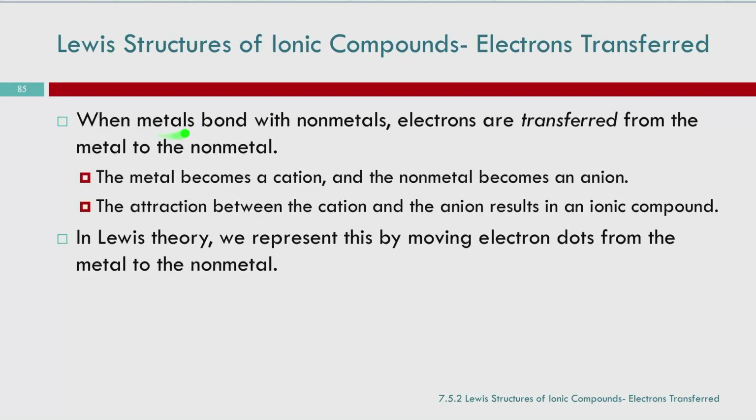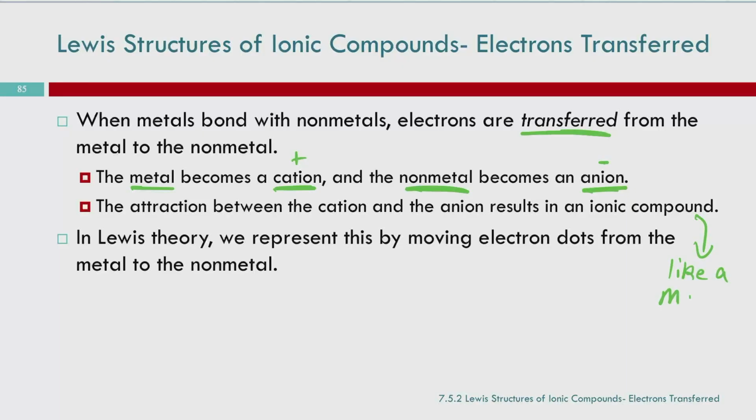So when metals bond with nonmetals, that's what kind of compound? It's an ionic compound. Metals bond with nonmetals, it's an ionic compound. In those compounds, electrons are transferred. The metals like to lose electrons, giving electrons to the nonmetal. Nonmetals like to gain electrons in reactions. The metal becomes a cation, and the nonmetal becomes an anion. Cations being positively charged, anions being negatively charged. And that attraction between positive and negative charges results in the ionic compound.